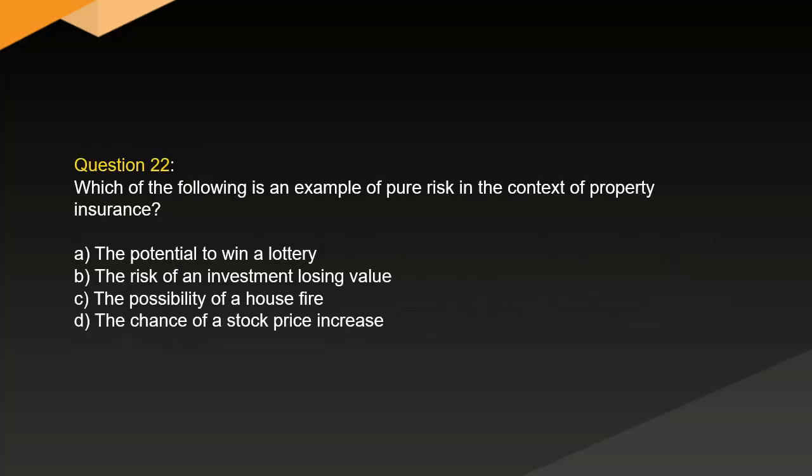Question 22. Which of the following is an example of pure risk in the context of property insurance? A. The potential to win a lottery. B. The risk of an investment losing value. C. The possibility of a house fire. D. The chance of a stock price increase.